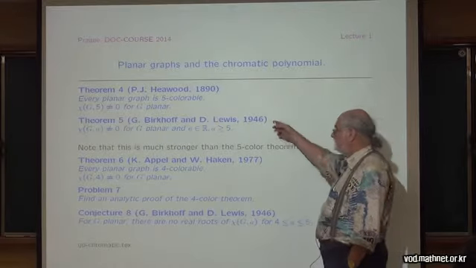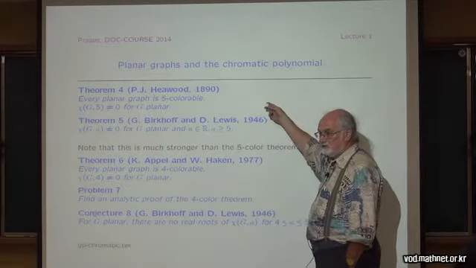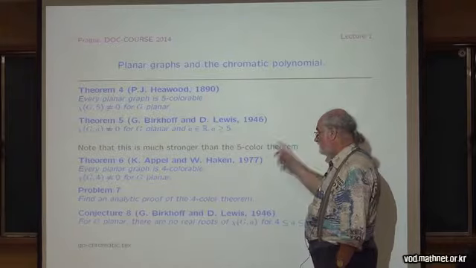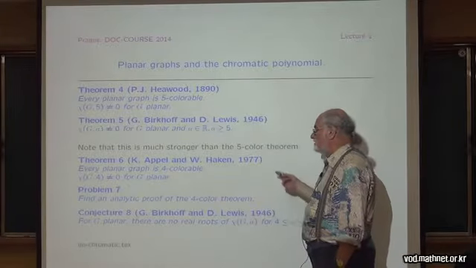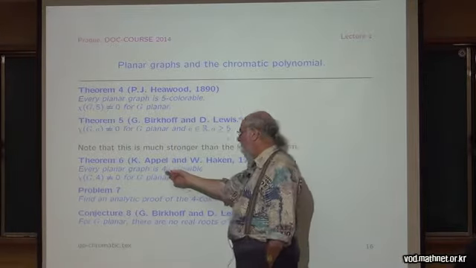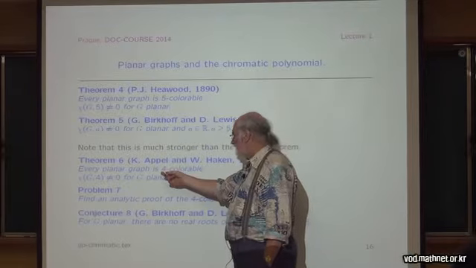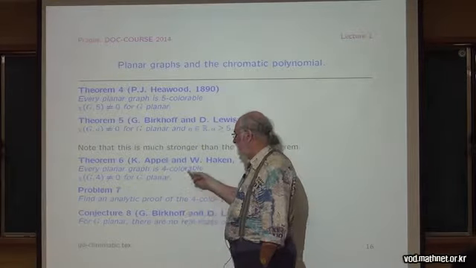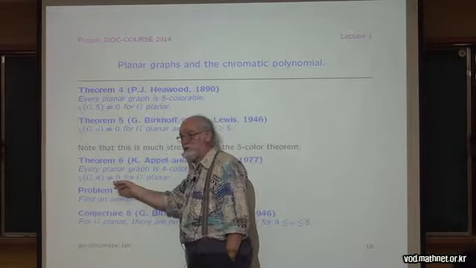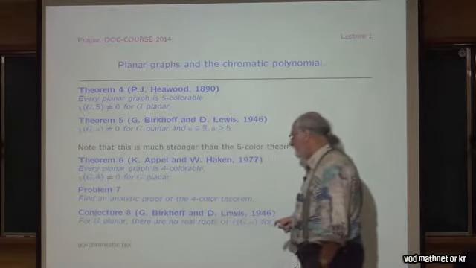Now, this is much stronger than the theorem here. Now, Appel and Haken, obviously, I mean, this is well known by now, proved that every planar graph is 4-colorable, so this says that 4 cannot be a zero of a planar graph.